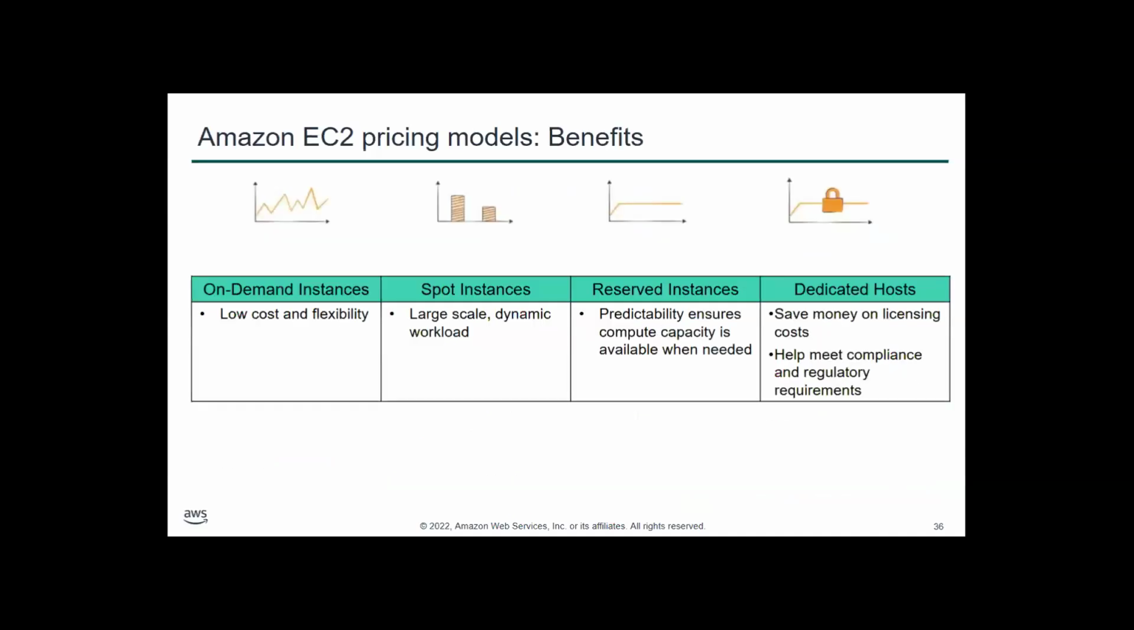Then we discussed on-demand benefits. On-demand is mainly low cost and flexibility. Spot instance, when you have a large scale project to do, you can have a flexible time, then you can wait for spot instance. Reserved instance is predictability. If we can predict the compute capacity, then you can go for reserved instance. Dedicated host, you can save money by taking the license cost and all those things.